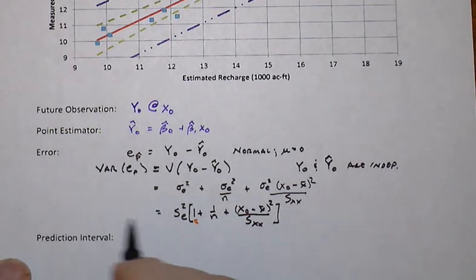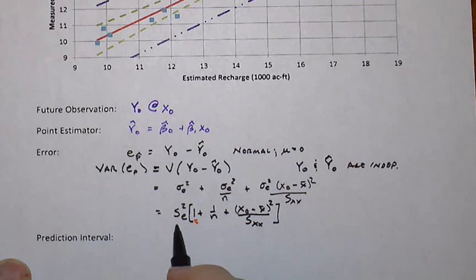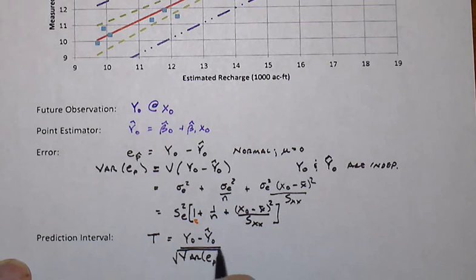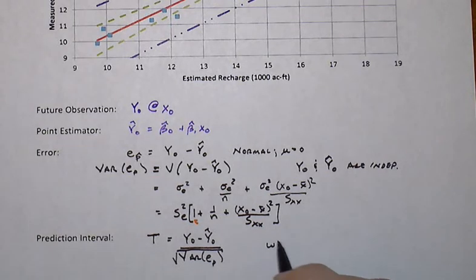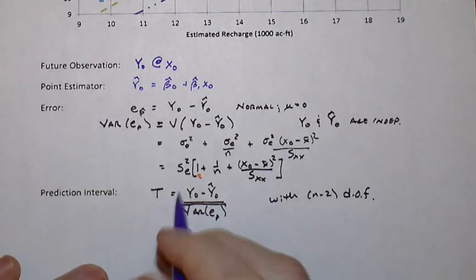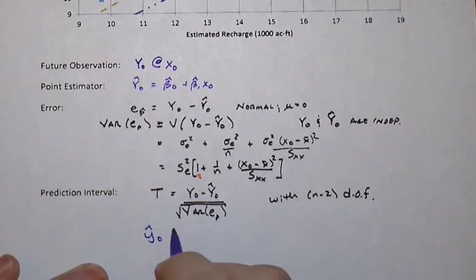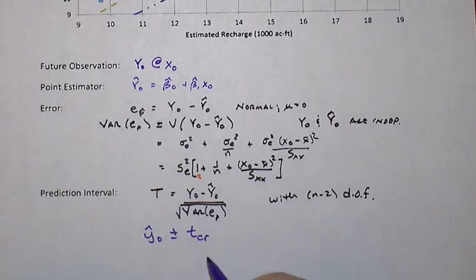This is crucial here. As we make that step, we'll note that our t statistic will be y naught minus y naught hat over the standard deviation of our prediction error. And the mean is going to be 0, so we don't have to write minus 0. That's going to have n minus 2 degrees of freedom associated with it. And so the interval itself will then be y naught hat plus or minus our t critical value. So 95% two-sided, and with n minus 2 degrees of freedom, that number is 2.131 for our aquifer data.